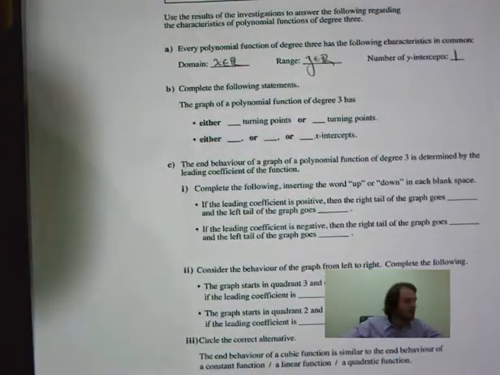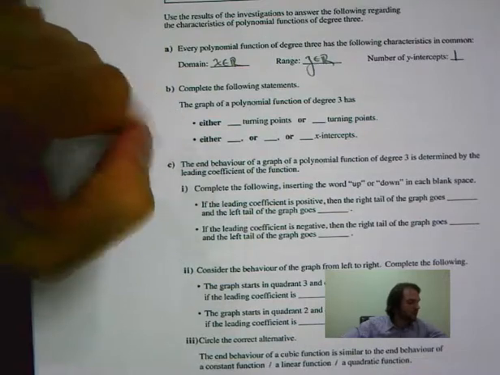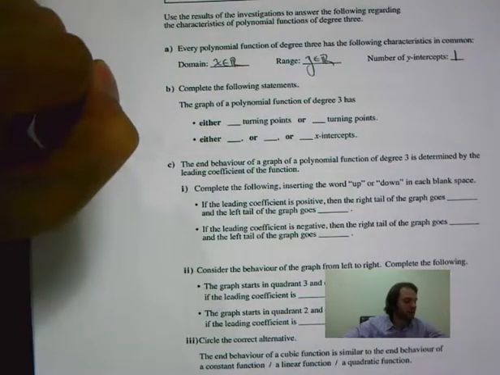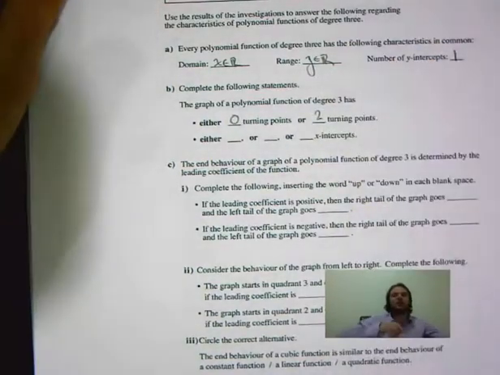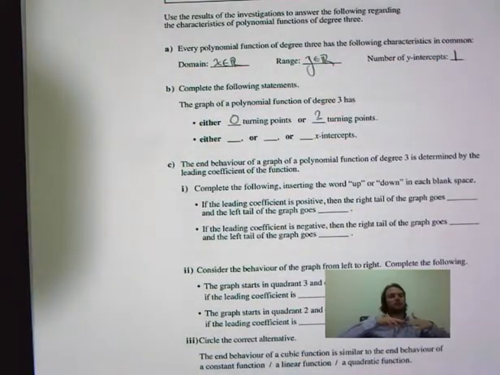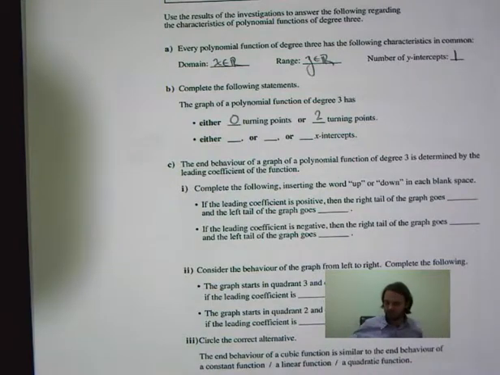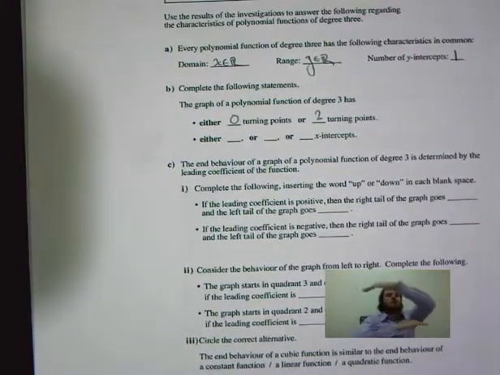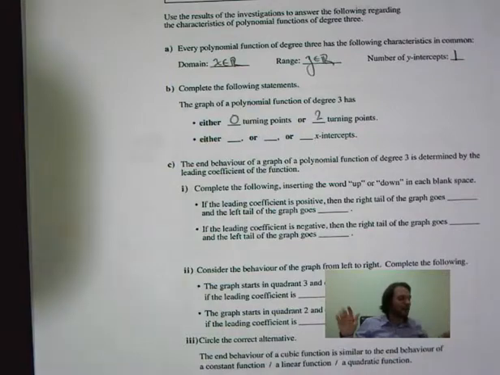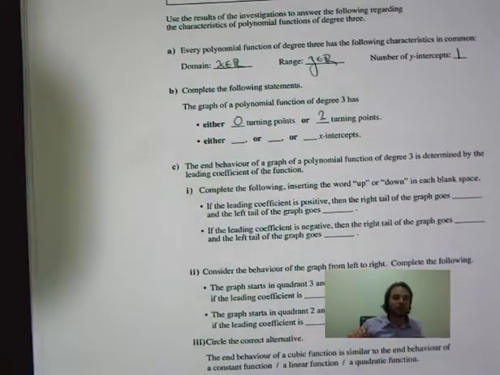These are just rules that we found out by doing all these lessons. So the next one says, the graph of the polynomial function of degree 3 has either 0 turning points or 2. Because it either has a minimum and a maximum turning point, or a maximum and minimum turning point, or it has what's called an inflection point. Those are our 2 kinds that we could have. An inflection point isn't quite a turning point.